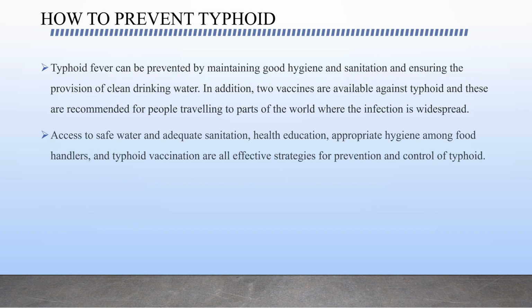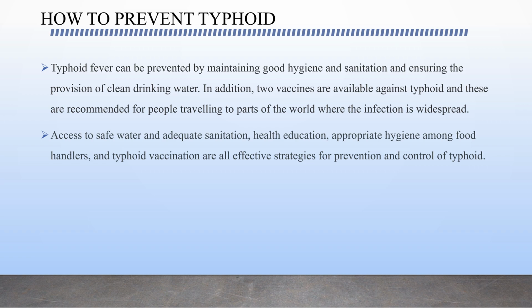How to prevent typhoid fever. The simplest and easiest way to prevent typhoid fever is by maintaining good personal hygiene and sanitation, and ensuring the provision of clean drinking water. In addition, 2 vaccines are available against typhoid, and these are recommended for people traveling to parts of the world where the infection is widespread.